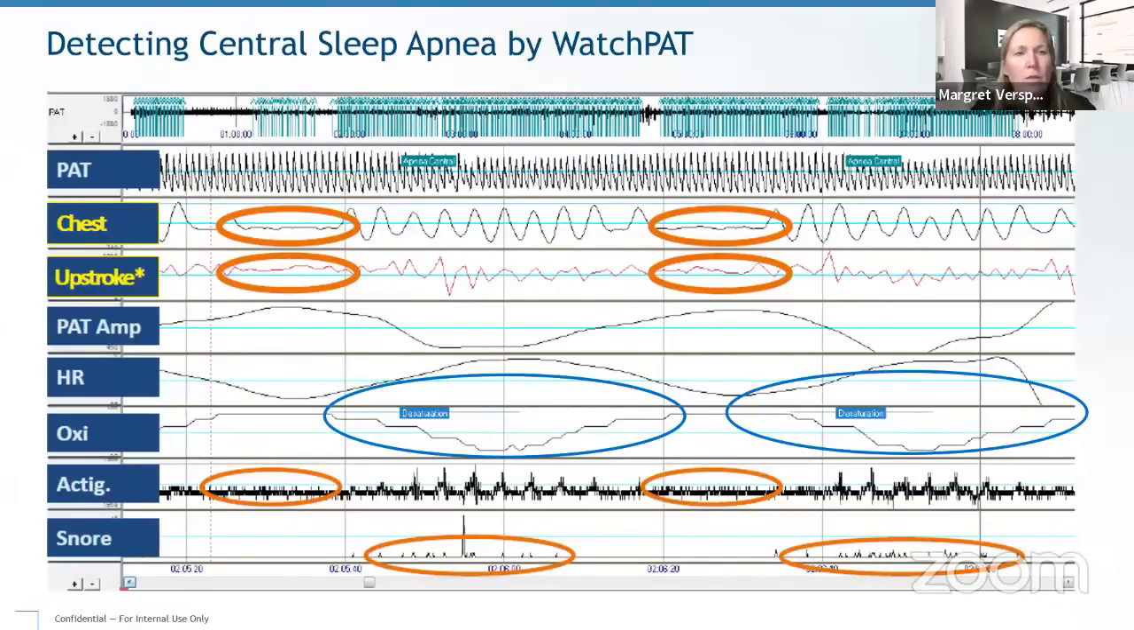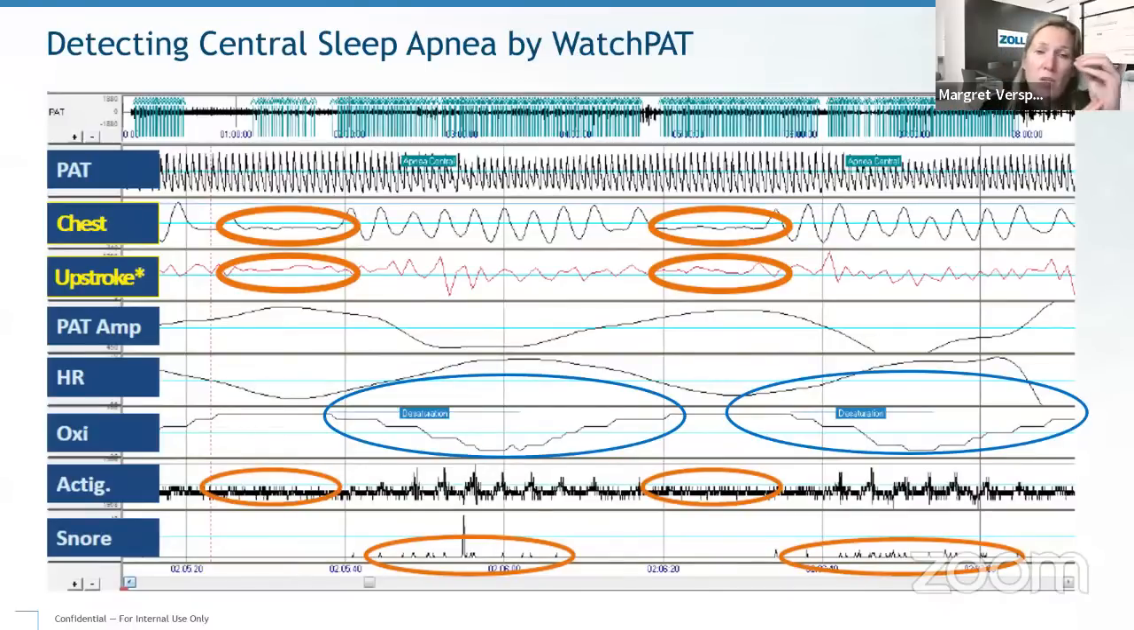First of all, the electrode on the chest is very important. Because the chest during the event will not move, there's no breathing. So we will have a straight line on the chest. This is for the algorithm a signal that this is central. Then also the upstroke, and the upstroke means the PAT upstroke. We don't have it in the raw data, but the PAT upstroke reflects the angle of the raw PAT signal.